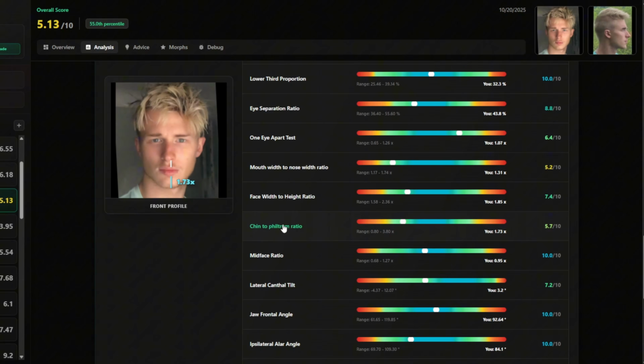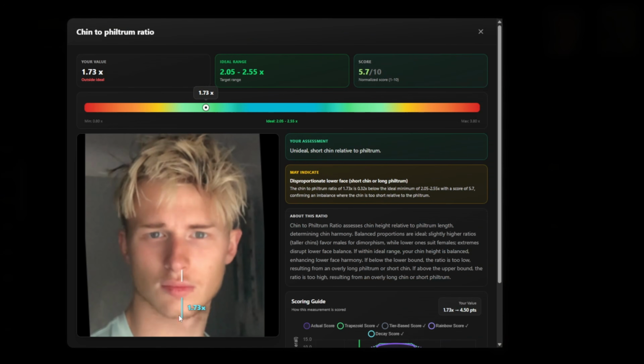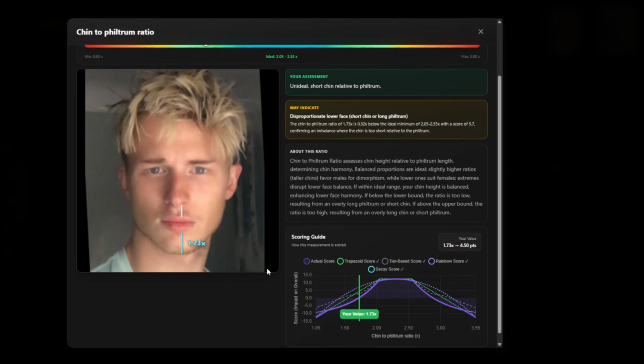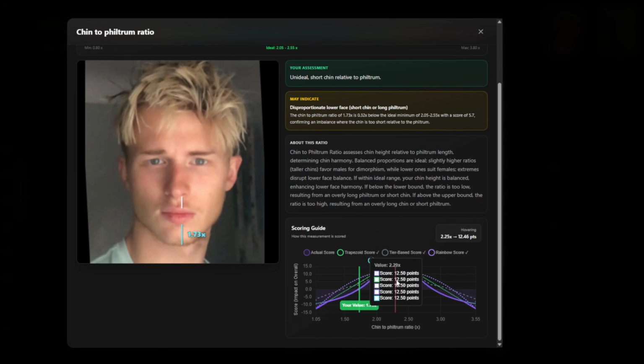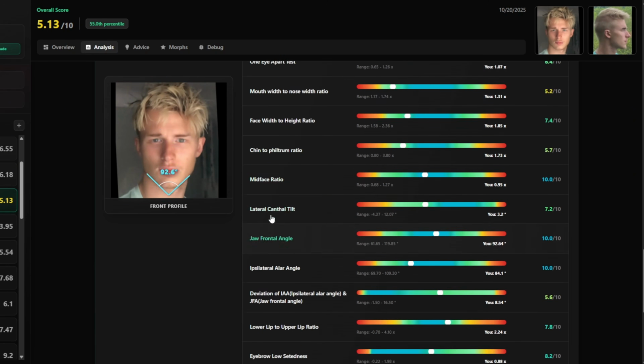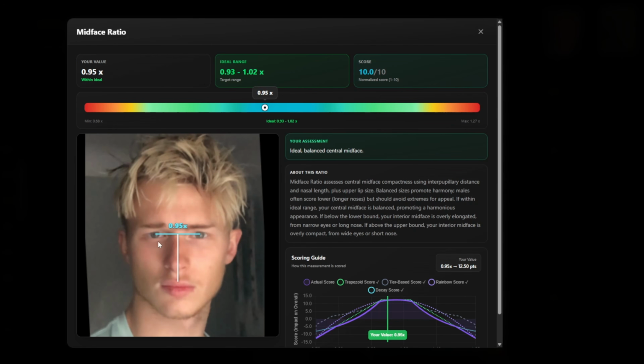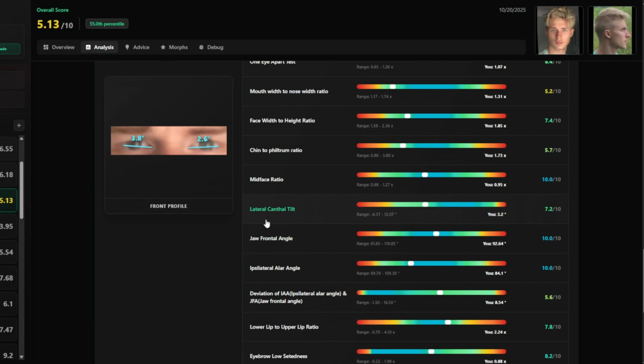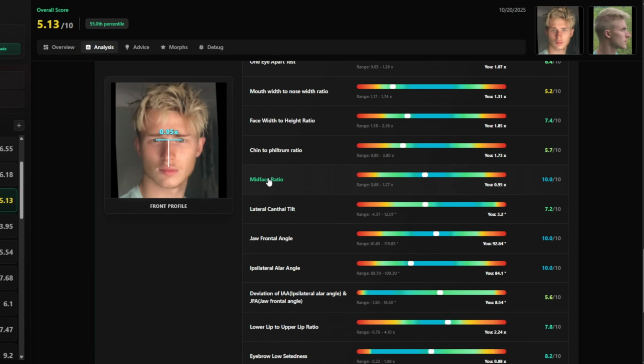Chin to philtrum trim is a bit on the narrower side. You can see his chin is a little bit short. So that makes sense. He gets deducted a decent amount of points here, like around 12 points, since it's not too far from ideal, but it's still kind of noticeable. Mid-face looks in the ideal range, 0.95. It's good, especially with his closer set eyes. It's actually good that his mid-face isn't overly elongated.